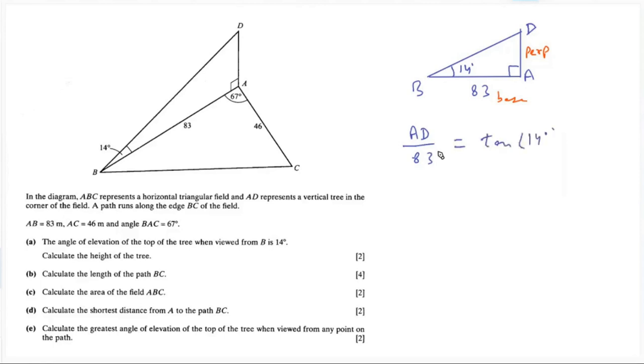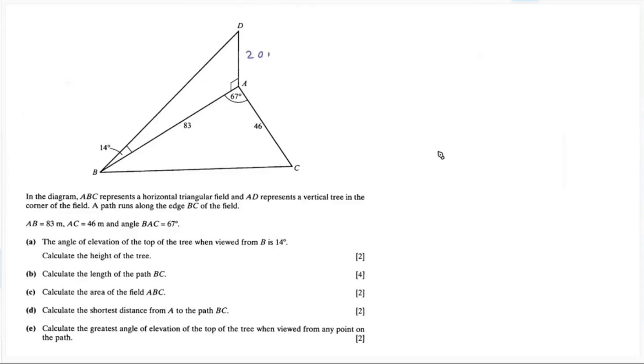Yes, very good, Laiba. That's correct. So AD turns out to be equal to 20.7 meters. That is the height of the tree. That's what you do in the first part. The height there is 20.7. So now we write there, this is 20.7. And it says calculate the length of the path BC.